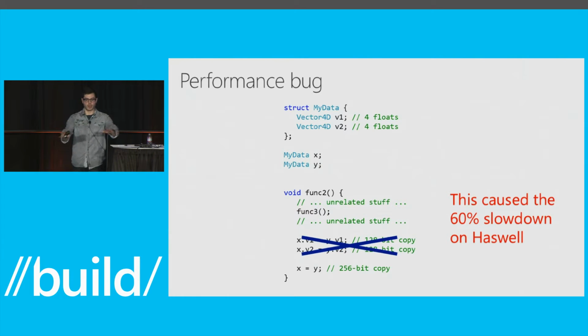Let's say you guys were working on this. You found this particular optimization, replacing two 128-bit copies with a single 256-bit copy, caused the performance slowdown. What do you do to get more information? Call Intel.